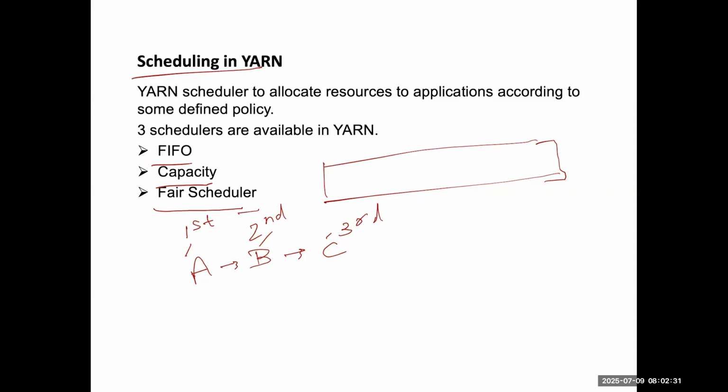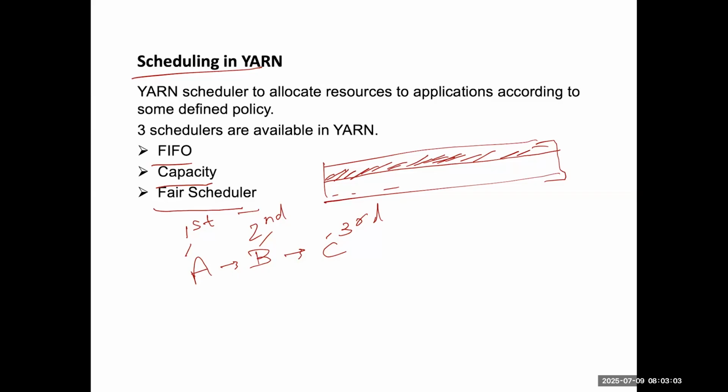Now let's try to understand the capacity scheduler. In the capacity scheduler, we keep some resource for priority jobs or small jobs, I would say. So you can think we divided the capacity scheduler into two resources. This resource we keep for priority jobs or small jobs, and this we keep for the long jobs.